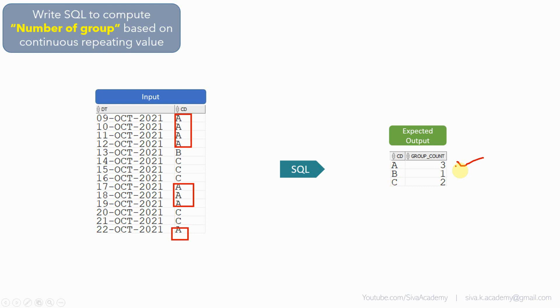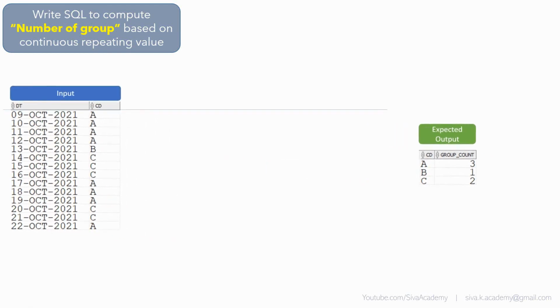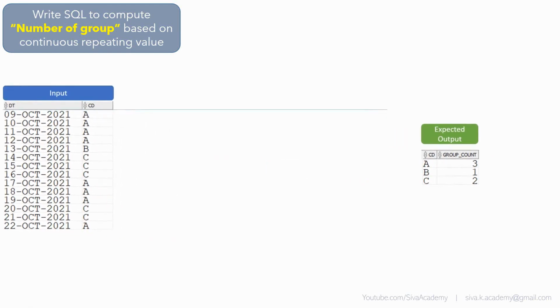Now let me show you the logic I am going to use so that it is very easy for you to follow while writing the SQL. I am going to implement this in four simple steps. As part of the first step, I am just going to put a simple sequence number based on the date, because date is a primary key column here.